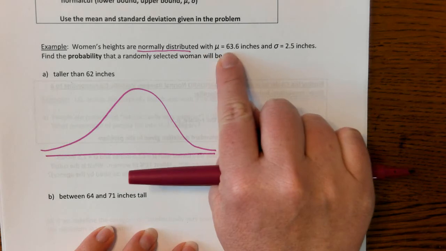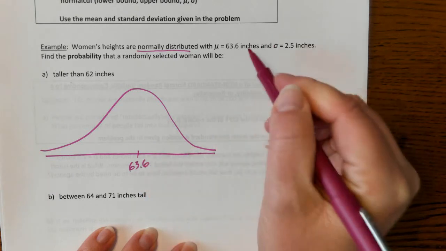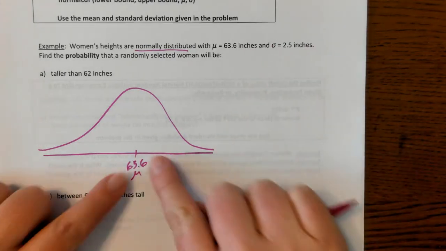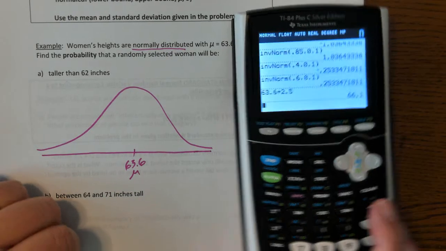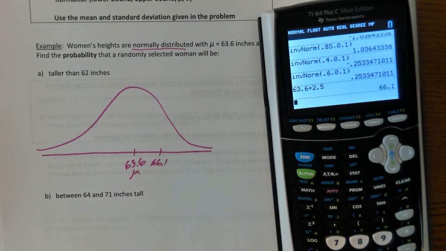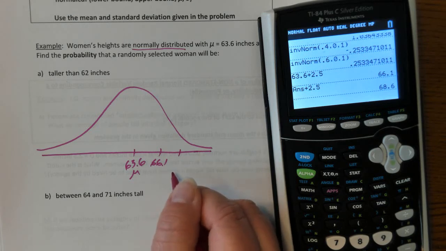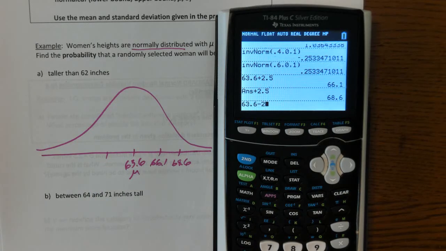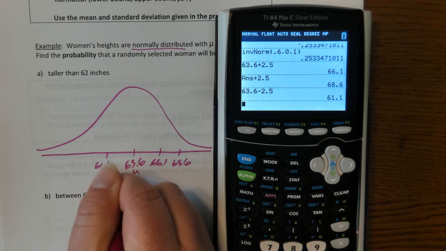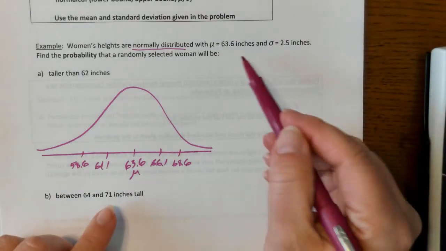Okay, they tell us the mean is 63.6 inches, so right here in the middle is 63.6, and the standard deviation is 2.5. That means we're counting by 2.5s. So 63.6 plus 2.5 would be 66.1, plus another 2.5 would be 68.6, and so on. We could also count down by 2.5. 63.6 minus 2.5 puts us at 61.1. Minusing another 2.5 would put us at 58.6, and so on. Okay? So our mean was the 63.6.